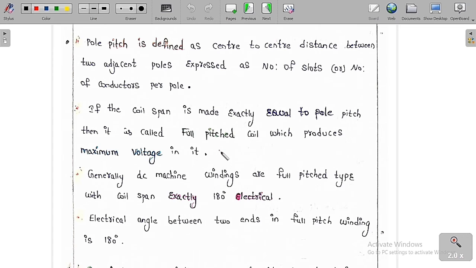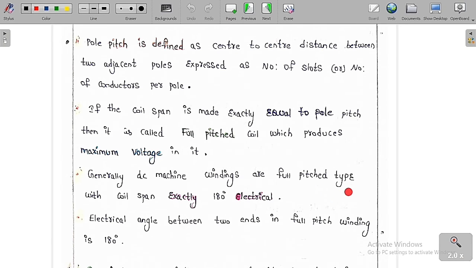But whenever the coil span is less than the pole pitch, it is called short pitch winding. And whenever the coil pitch is greater than the pole pitch, it is called over pitch winding. These concepts I have already told you. So if the coil span is exactly equal to pole pitch, it is a full pitch winding, which produces the maximum voltage. If the coil span is less than the pole pitch, it is short pitch winding, and if it is greater than pole pitch, it is over pitch winding.